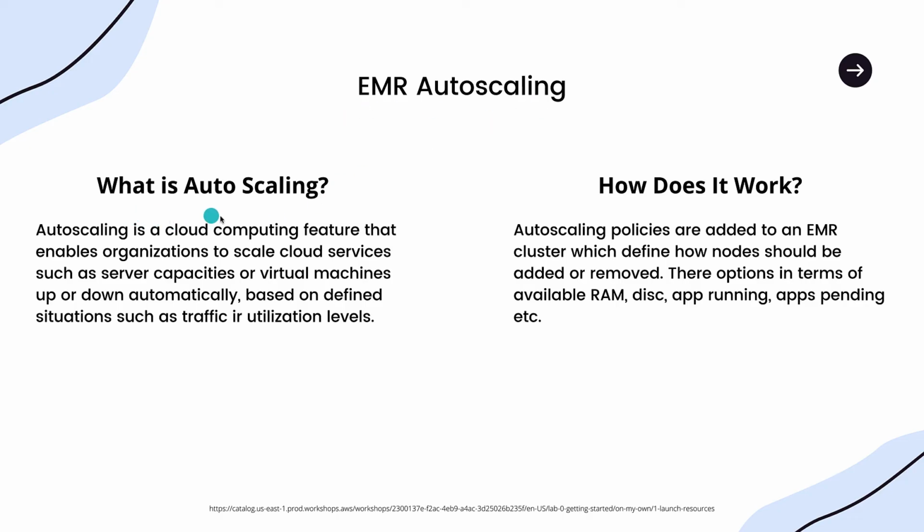So hopefully you are aware of what auto scaling is on your cloud journey, but just in case, it's where you actually scale up or scale down a cloud resource, in this case the nodes on the EMR cluster, based on a set of defined rules. So we actually add auto scaling policies to the EMR cluster, which we're going to do in the next lesson. We define how those nodes should be added or removed.